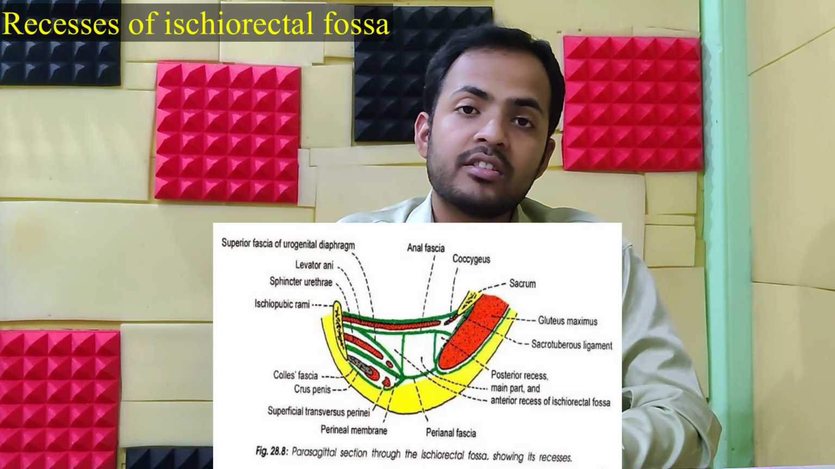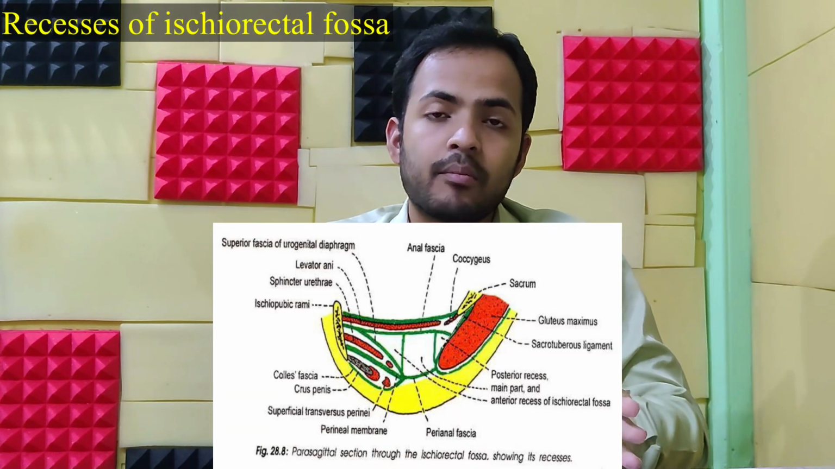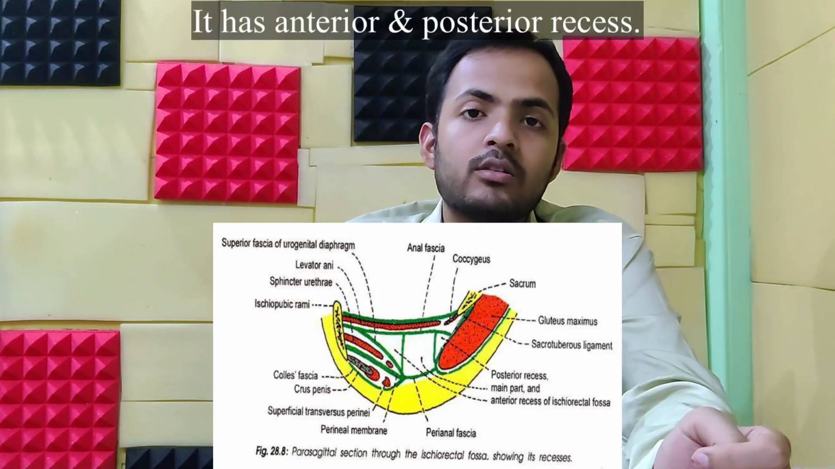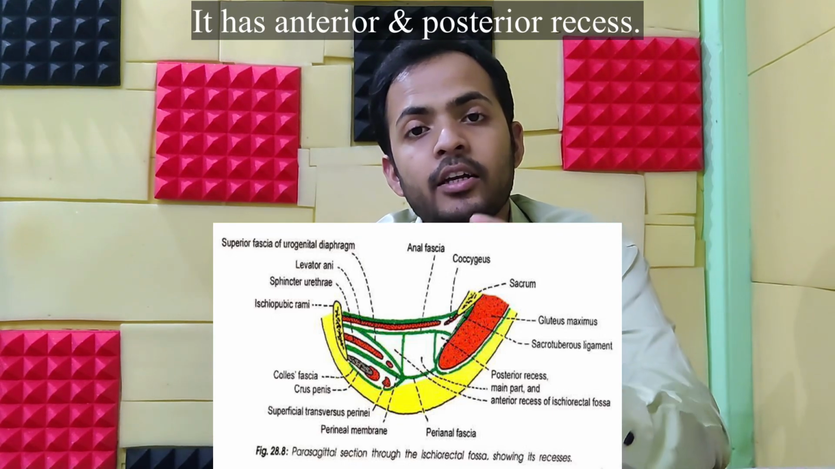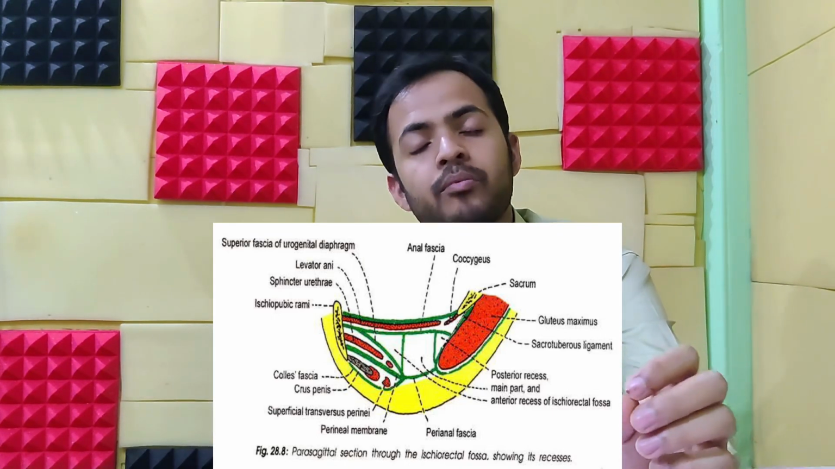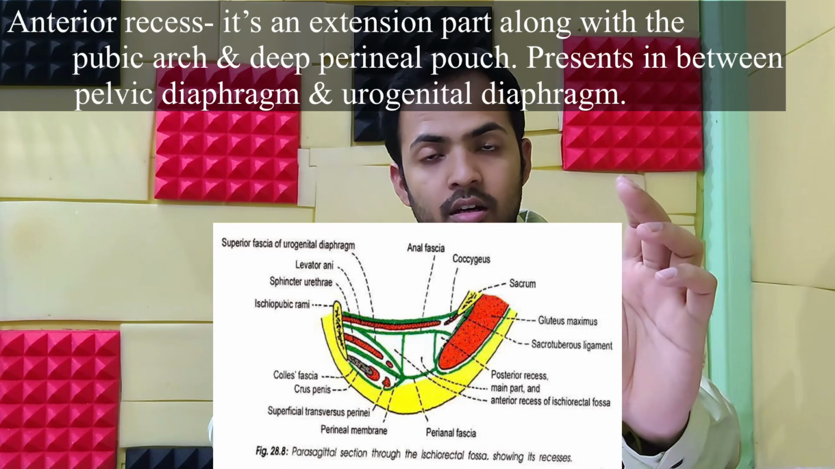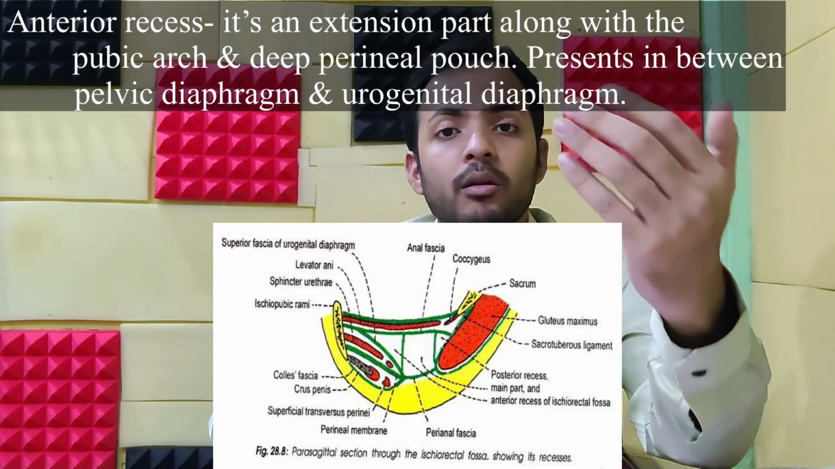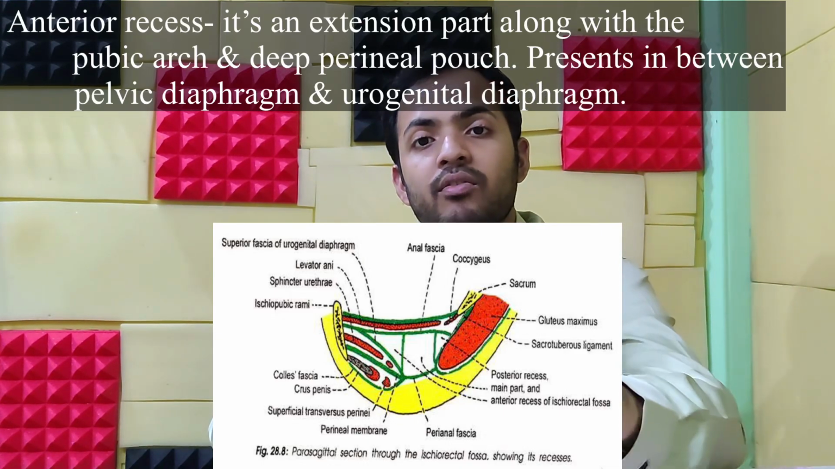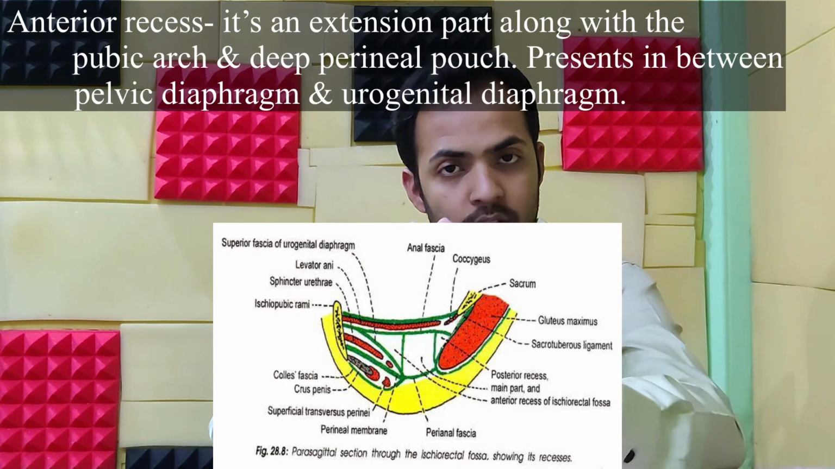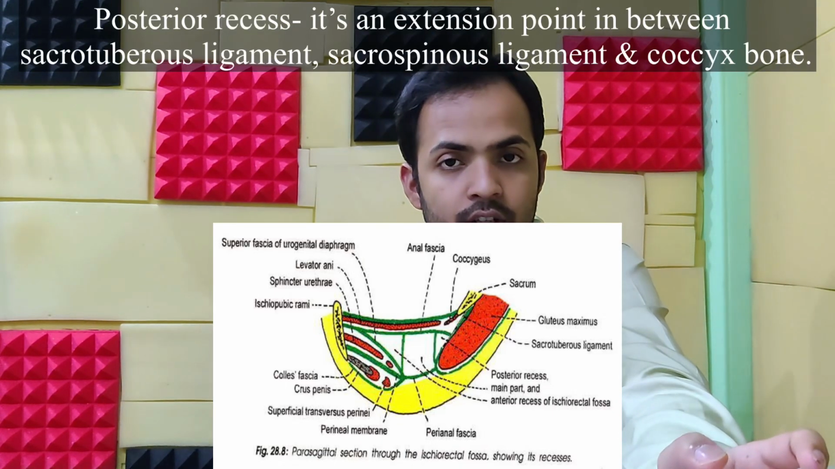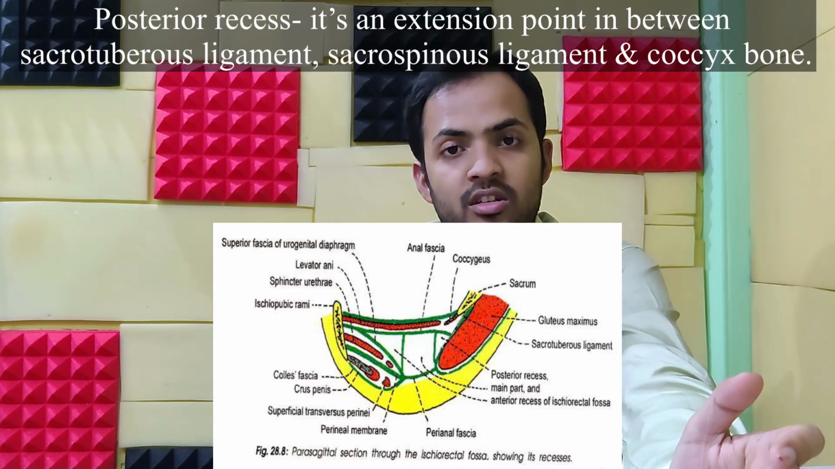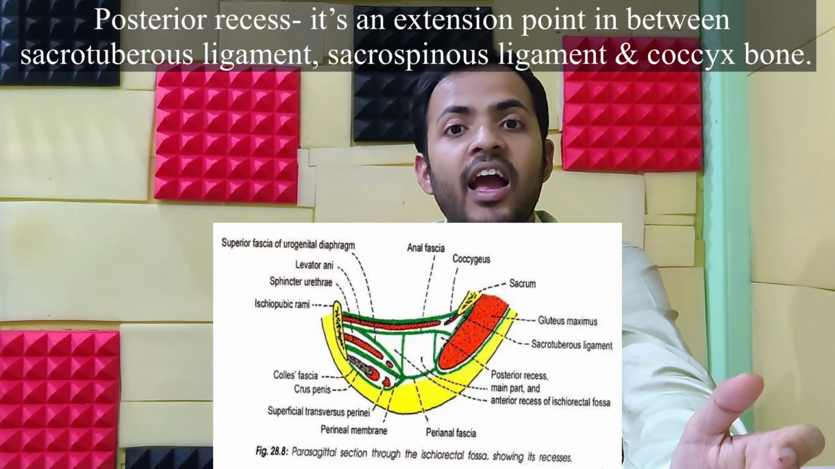Now the recesses of this ischiorectal fossa. Recesses means extension of any gap area. It basically has two parts: anterior recess and posterior recess. The anterior recess is an extension along with the pubic arch and above the deep perineal pouch, present in between the pelvic diaphragm and urogenital diaphragm. The posterior recess is an extension in between the sacrotuberous ligament, sacrospinous ligament, and the coccyx bone.